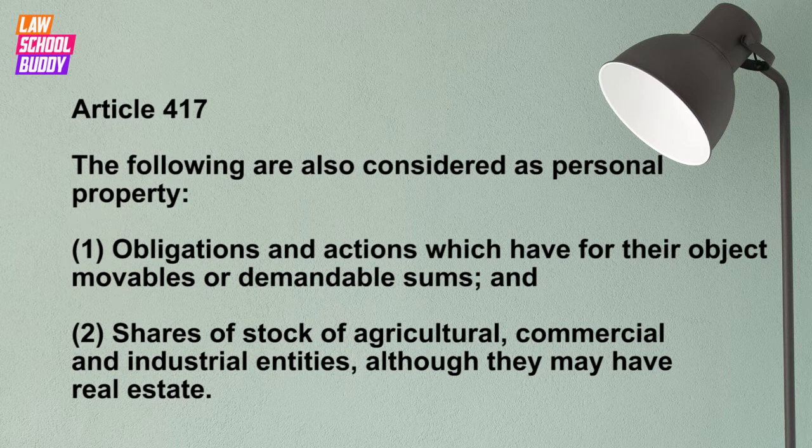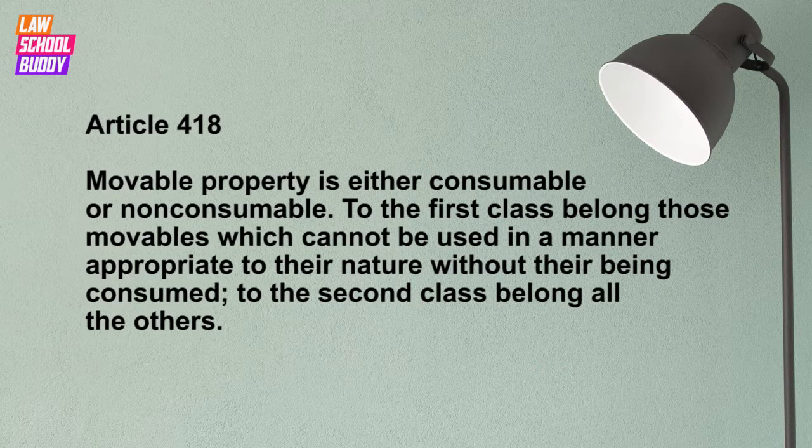Article 417. The following are also considered as personal property. 1. Obligations and actions, which have for their object movables, or demandable sums, and 2. Shares of stock of agricultural, commercial, and industrial entities, although they may have real estate. Article 418. Movable property is either consumable or non-consumable. To the first class belong those movables, which cannot be used in a manner appropriate to their nature, without their being consumed. To the second class belong all the others.